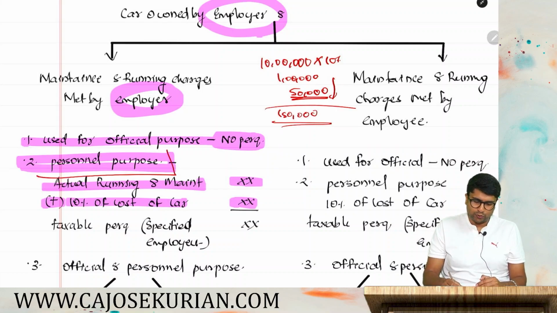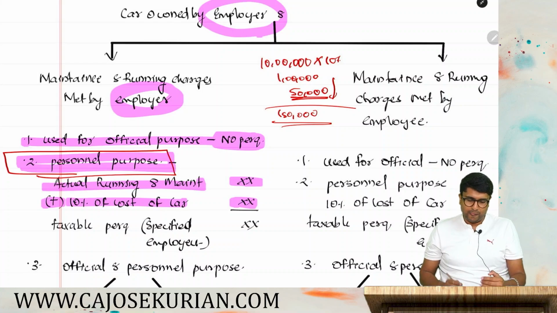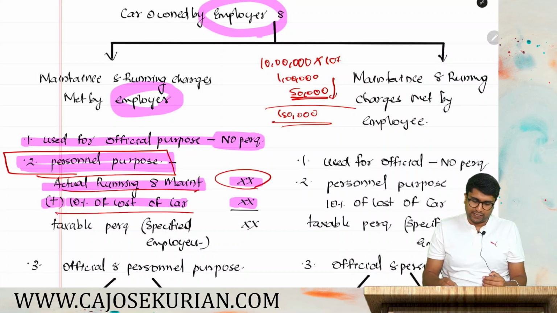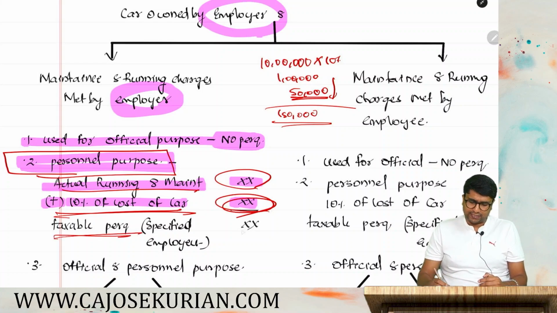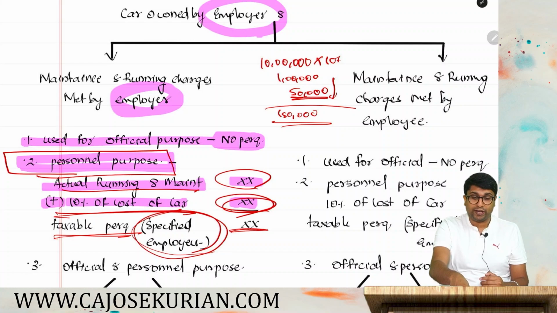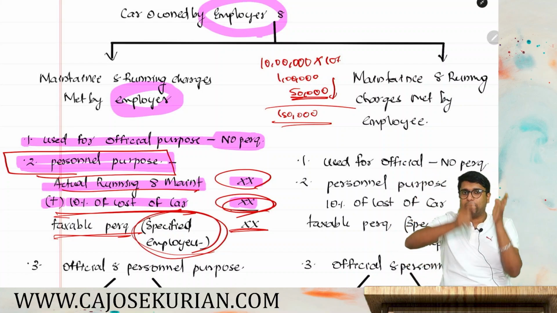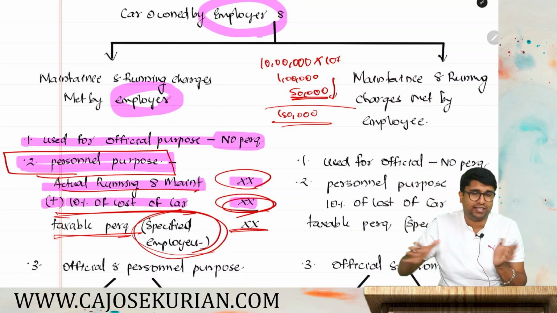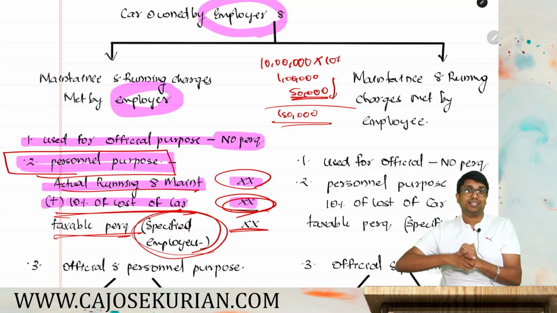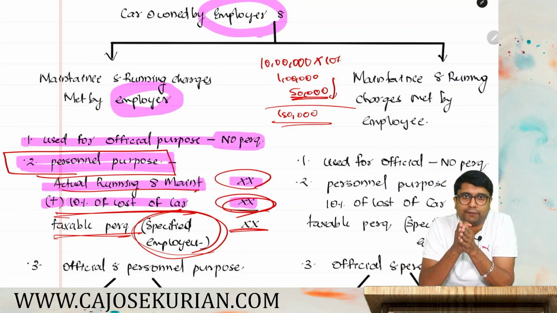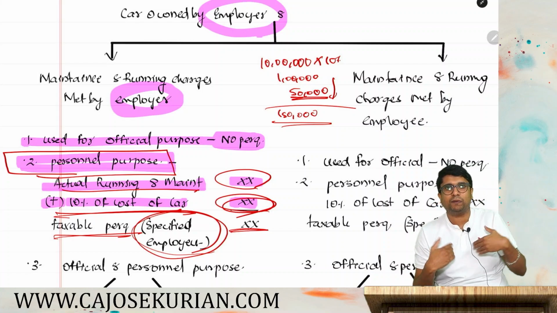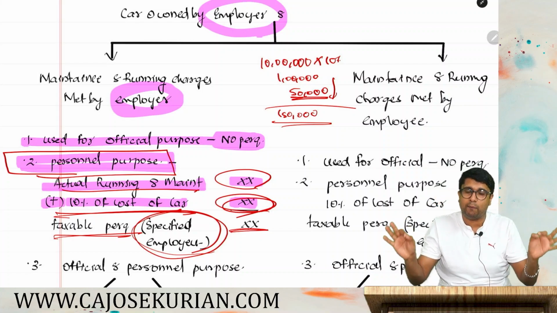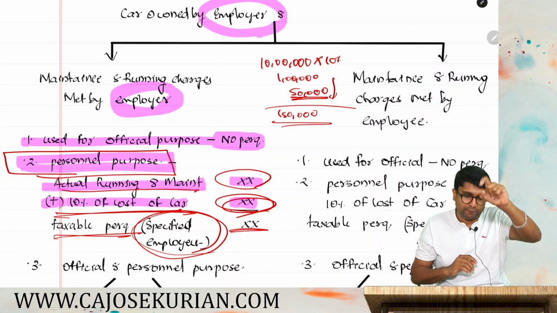So if the car is used exclusively for personal purpose, actual running and maintenance charges plus 10% of the car for the proportion of ownership. Now, that shall be the taxable value of perquisite, and it will be taxable only if it is a specified employee. Why? Because the car is owned by the employer and given to the employee. Then that will be taxable only if the employee is a specified employee. In the other case, where the employee owns the car and asks for reimbursement, it will be taxable in the hands of all employees. Hope you remember the shortcut method.